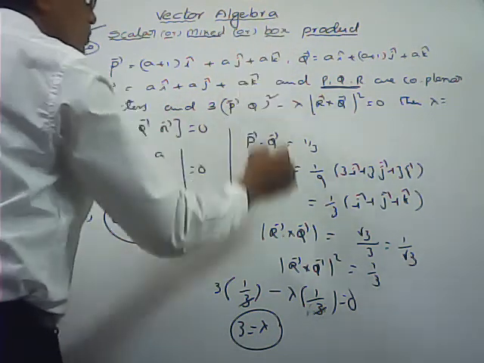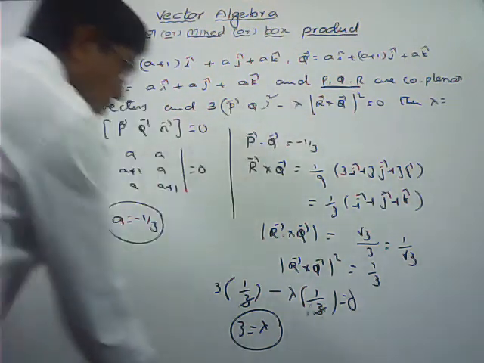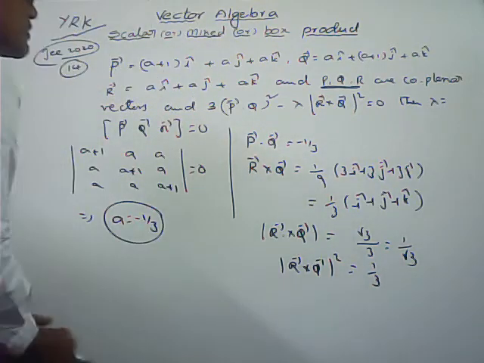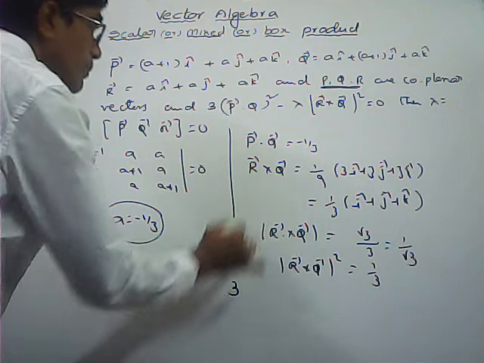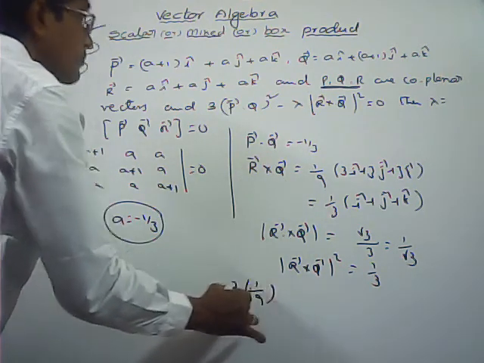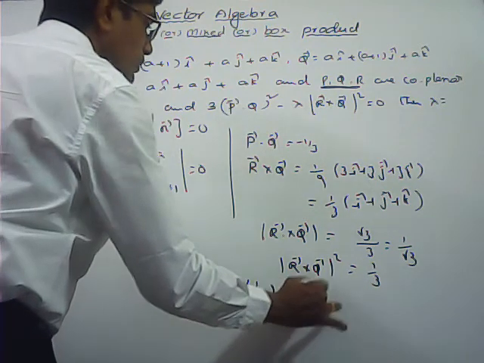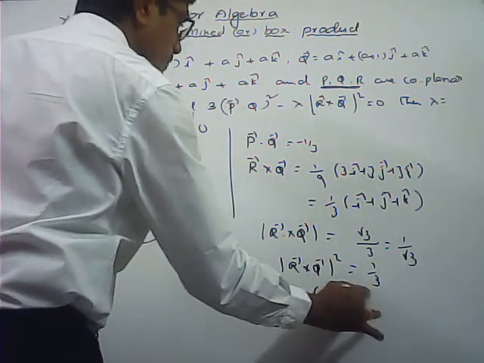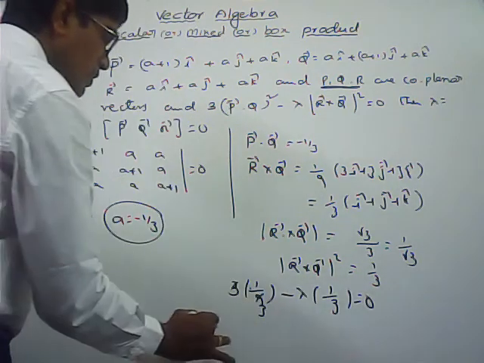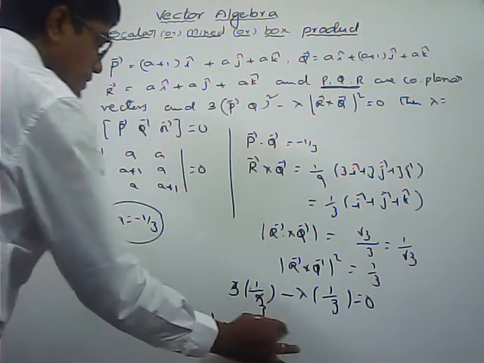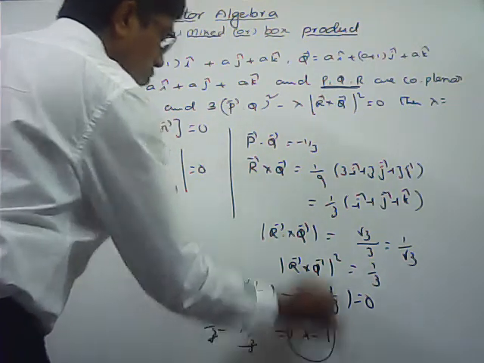It is P bar dot Q bar whole square. Now here you can substitute and get the result. 3 into P bar dot Q bar, that is 1 by 9, whole square, minus lambda into this, which is also 1 by 3, that is equal to 0. So 1 by 3 is equal to lambda by 3, 3 gets cancelled, that implies lambda is equal to 1.